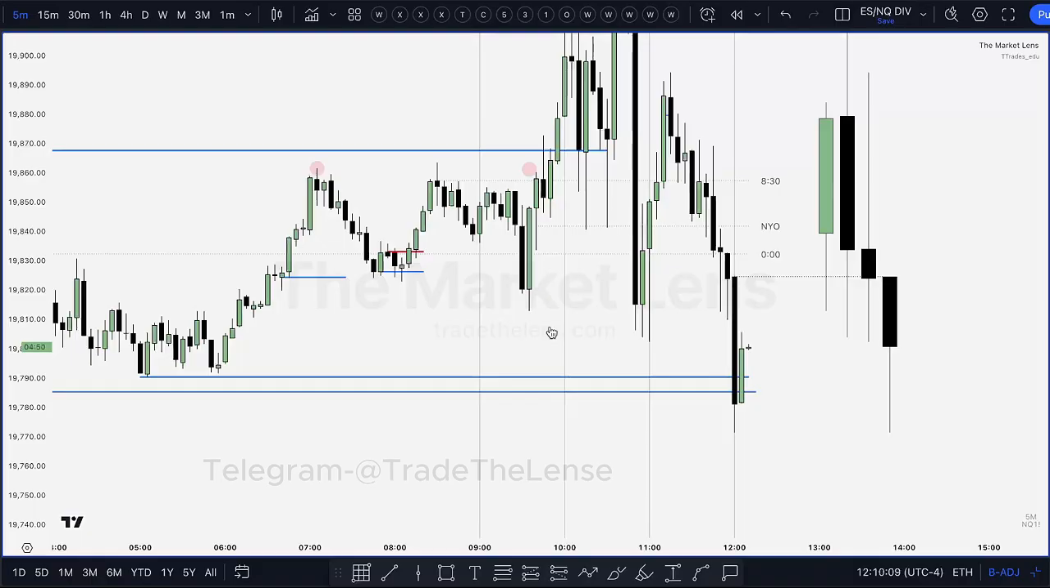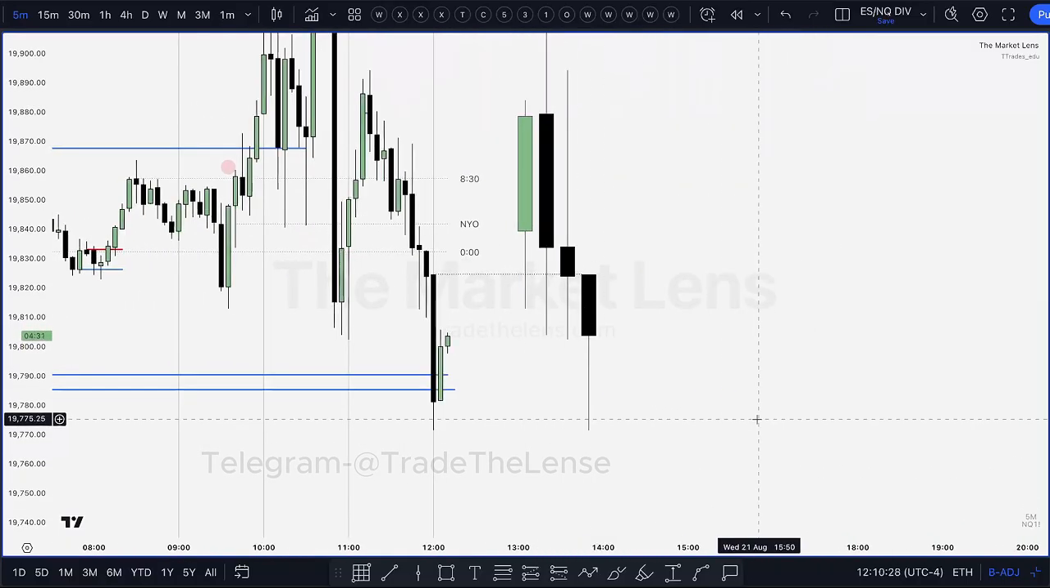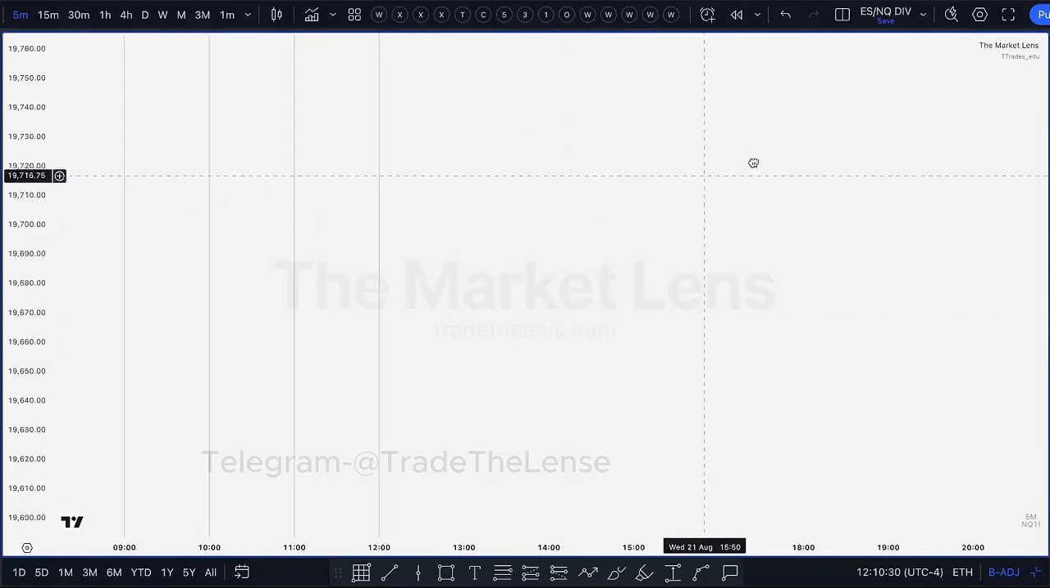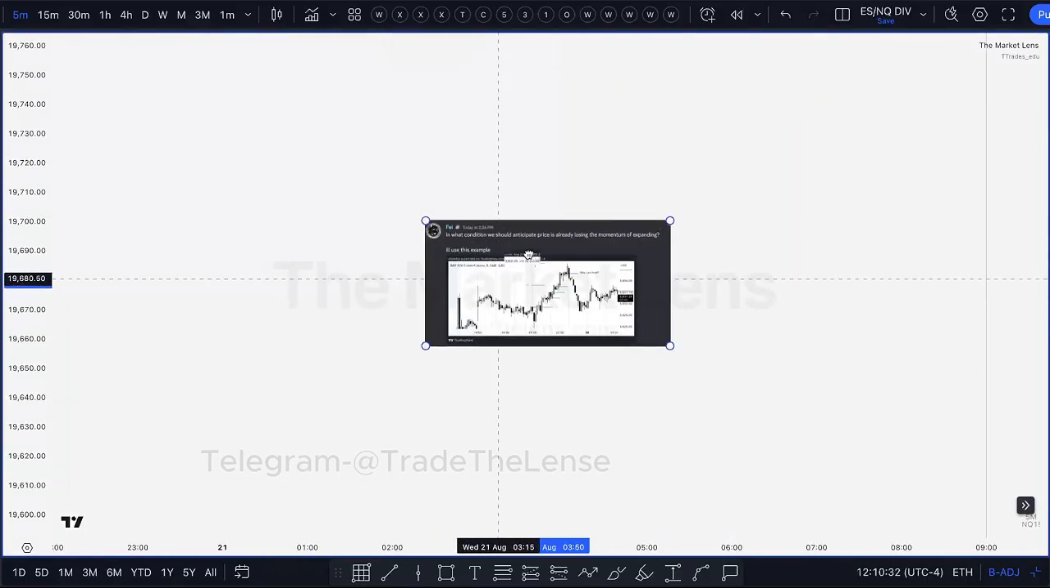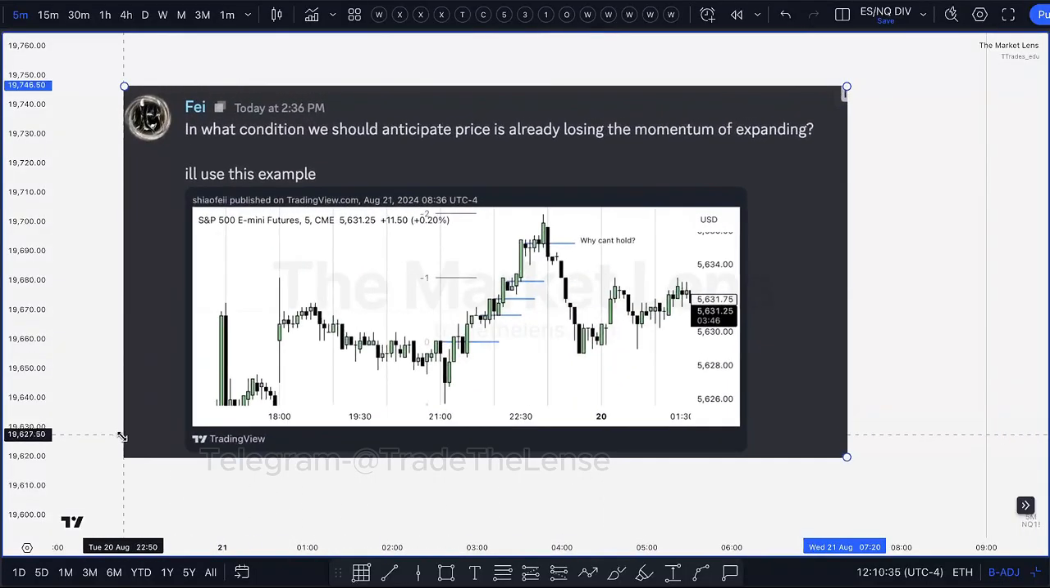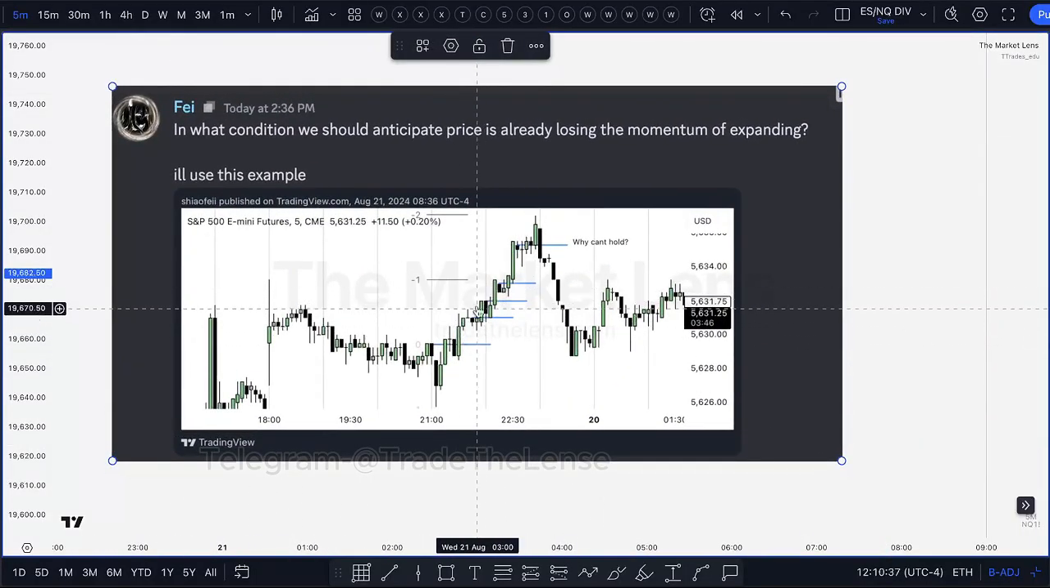Right here, in what condition should I anticipate price? In what condition should I anticipate price is already losing momentum and expanding? I'll take a screenshot of this and then we can kind of talk about it and see if I'm interpreting this correctly. So we'll go over here so we have more room. So here's the screenshot. And you're wondering why it's not holding here.